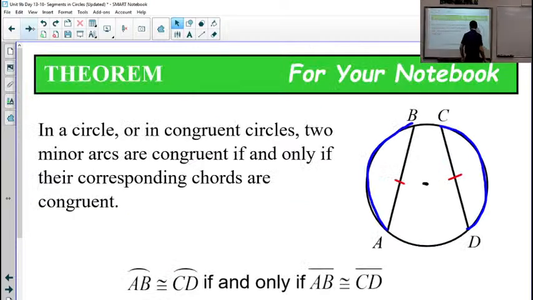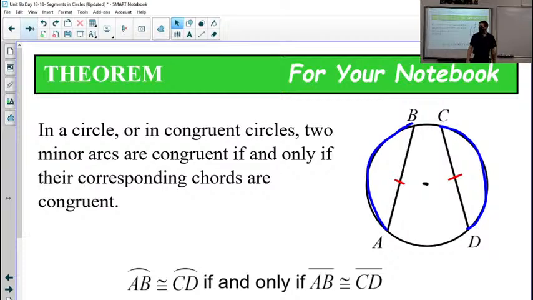In a circle or in congruent circles, two minor arcs are congruent if and only if... So again, I have two statements wrapped up into one. Minor arcs are congruent if and only if the corresponding chords are congruent. So again, that gives me two directions in one. Arcs are congruent if and only if the chords are congruent.